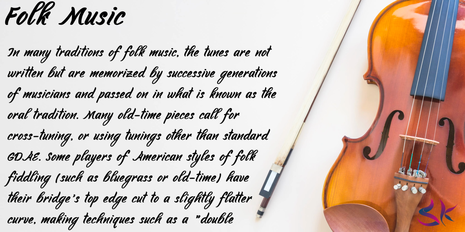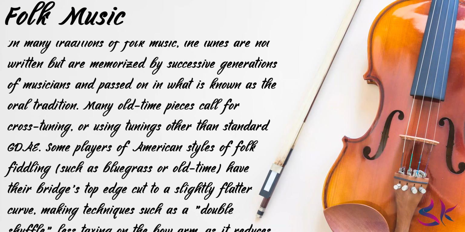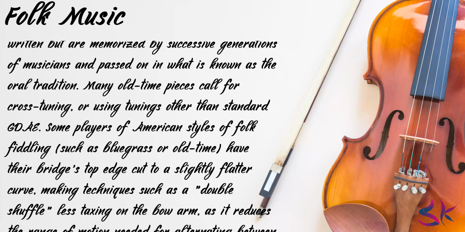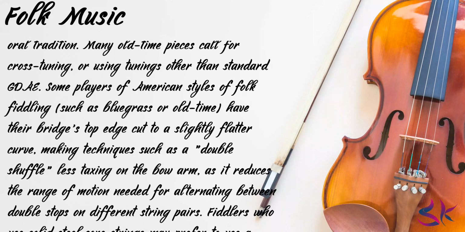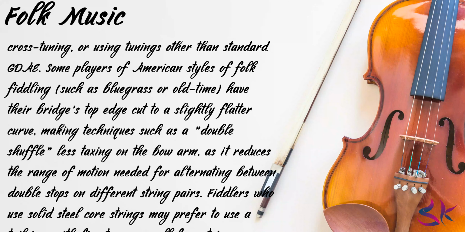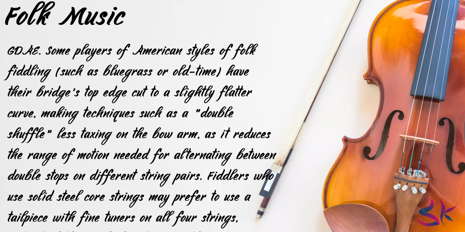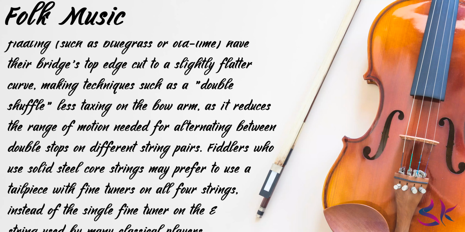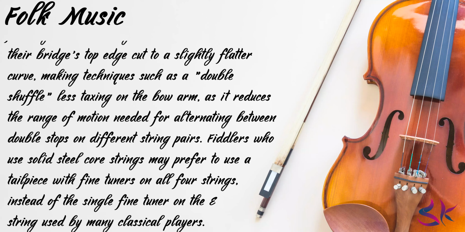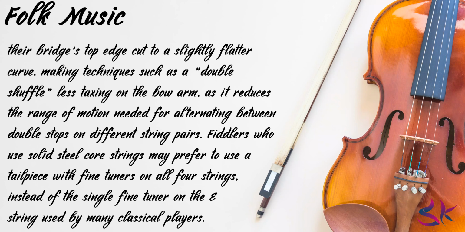Some players of American styles of folk fiddling such as bluegrass or old-time have their bridge top edge cut to a slightly flatter curve, making techniques such as double shuffle less taxing on the bow arm, as it reduces the range of motion needed for alternating between double stops on different string pairs. Fiddlers who use solid steel core strings may prefer to use a tailpiece with fine tuners on all four strings, instead of the single fine tuner on the E string used by many classical players.